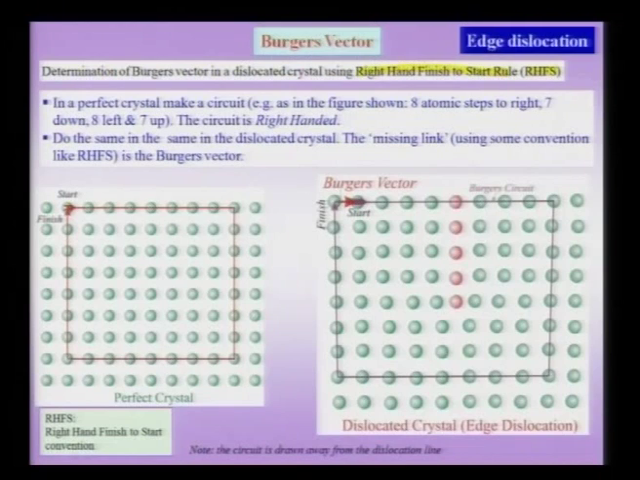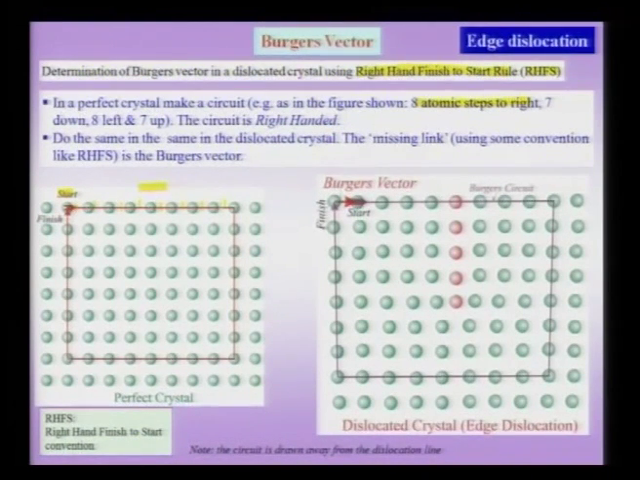So, how do I do this Burgers circuit? Typically I need a convention to define this, and the convention has to be constant across the various considerations in the problem, and in this case we are using the right hand finish to start rule. I will explain what this rule means. So, what I do first, I take a perfect crystal, which is the crystal on the left, and I make a circuit. That means I start from a point which is marked here as start, and I take 8 atomic steps to the right. So, it is 1, 2, 3, 4, 5, 6, 7, 8 atomic steps to the right.